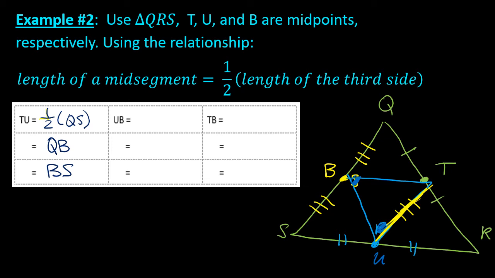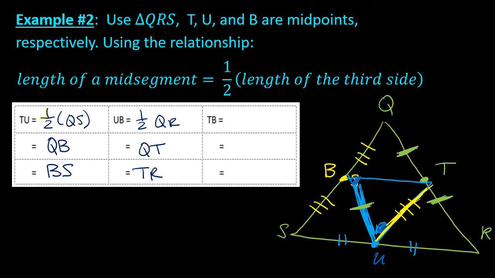So now if I look at UB, this segment right here, UB is going to be half of the parallel third side. So UB is going to be half of side QR. But half of QR would be QT, or it would be TR. So this side right here is going to be congruent to this piece here, as well as this piece here.